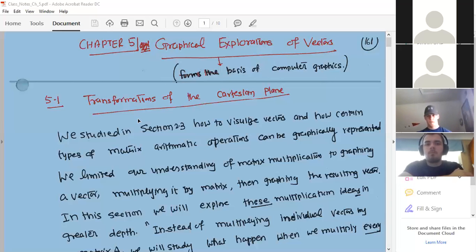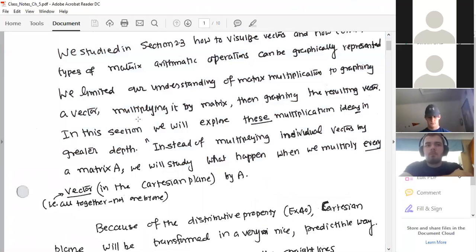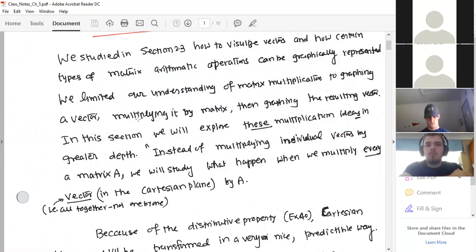Look at here. In the transformation of a Cartesian plane, just the x and y plane, we studied in chapter 2, section 2.3 in particular, how to visualize vectors and how certain types of matrix arithmetic operations can be graphically represented. We limited our understanding of matrix multiplication to graphing a vector, multiplying it by a matrix, then graphing the resulting vector. In this section, we will explore these multiplication ideas in greater depth.